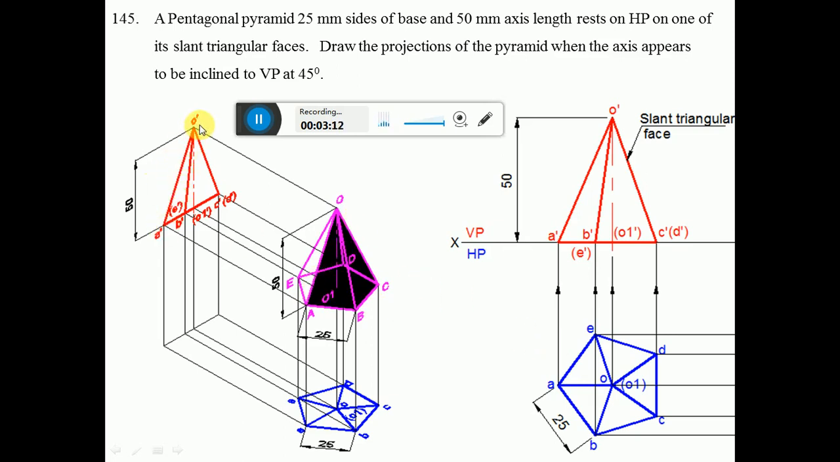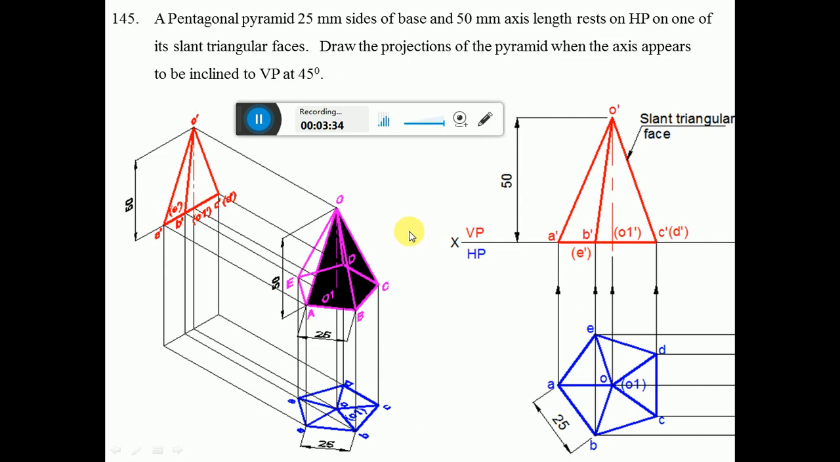O dash is a visible point and A dash is a visible point, so visible to visible is visible. Similarly, O dash to B dash, visible to visible is visible. O dash to C dash, visible to visible is visible. Then A dash to B dash, visible to visible is visible. B dash to C dash, visible to visible is visible.